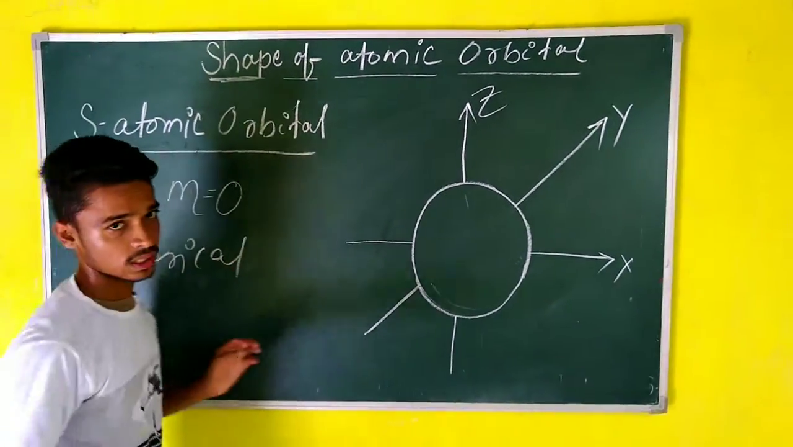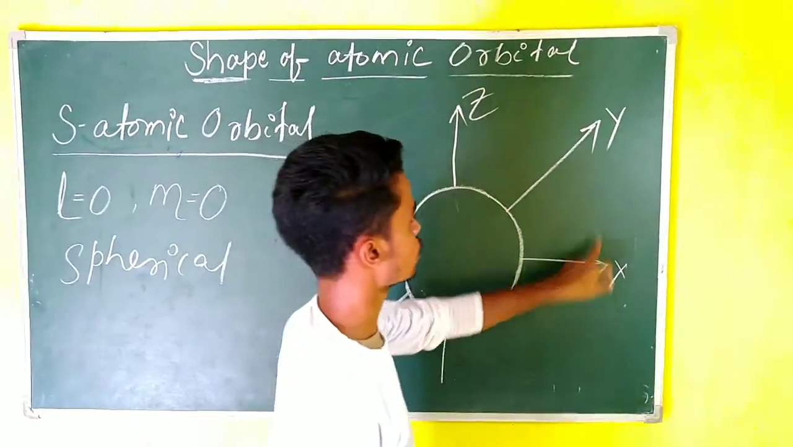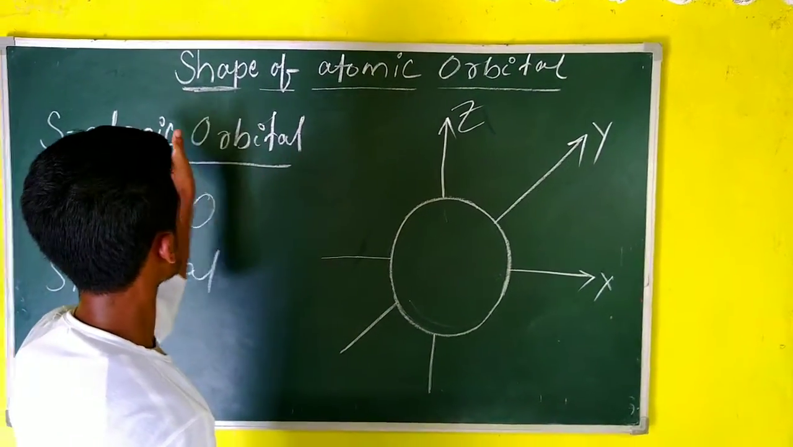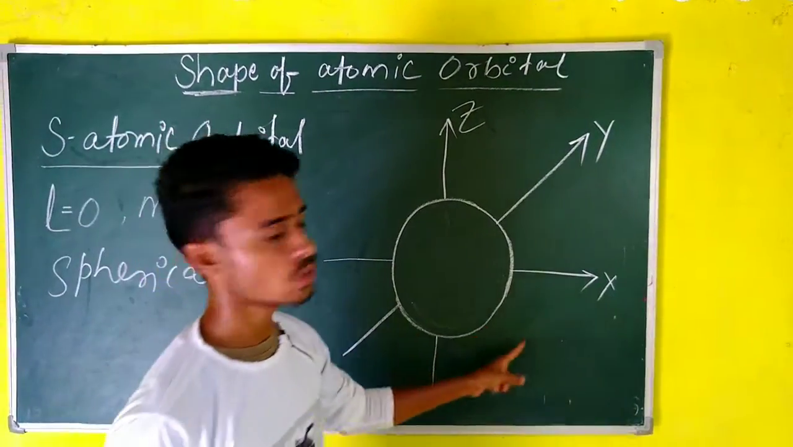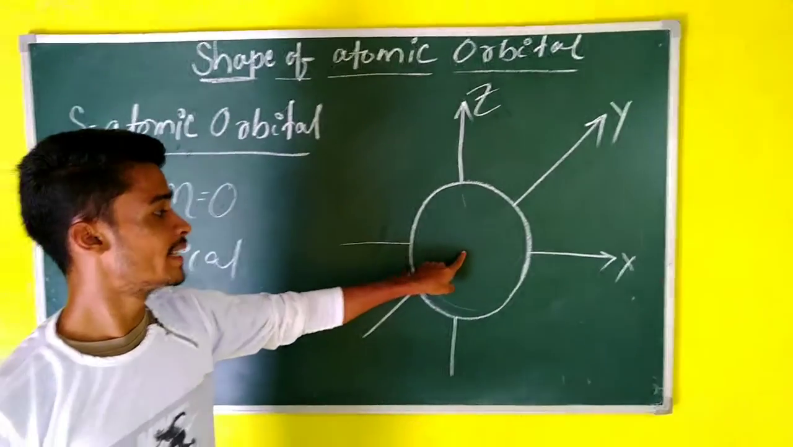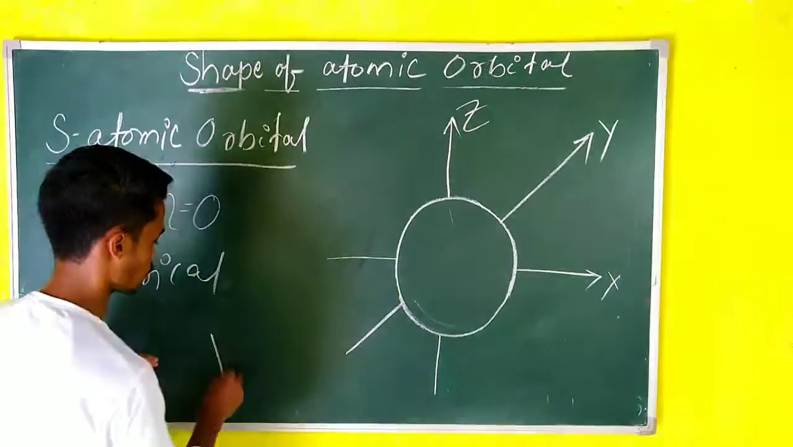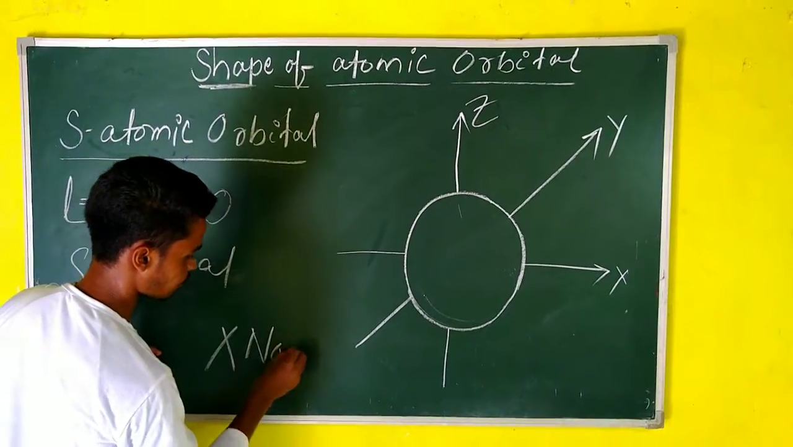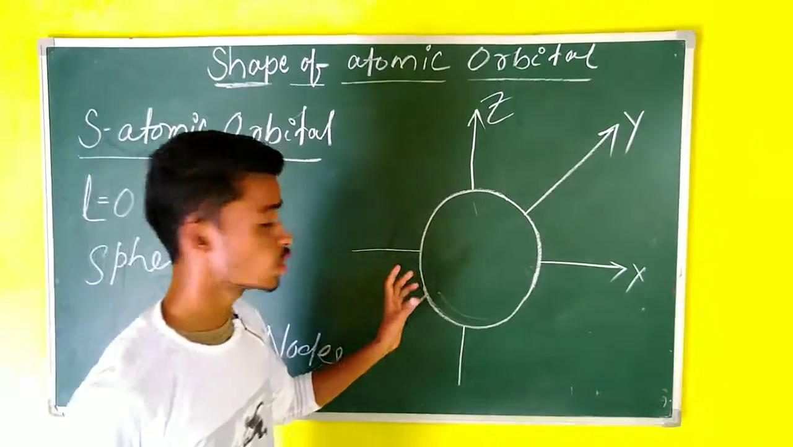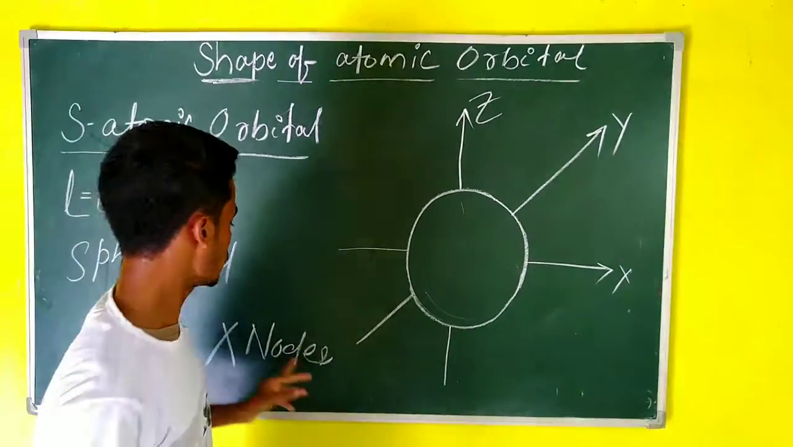not sphere, spherical, 3D diagram. So this is the x-axis, y-axis, z-axis. This is the shape of the s orbital along the x-axis, y-axis, and z-axis. Because of one orbital and one shell, there is no node. There is no node, because of one shell present in the s atomic orbital.